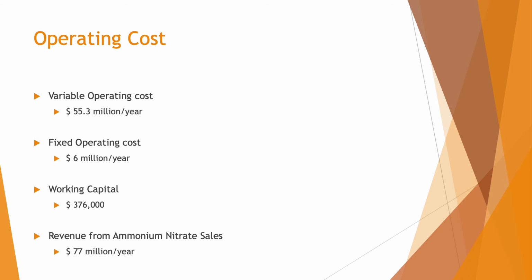The operating costs, on the other hand, are the annual costs required for the chemical plant to run. The total annual operating cost for the plant was calculated to be approximately $61 million per year, including fixed operating costs and variable operating costs. The working capital was estimated to be approximately $376,000. Revenues from the sales of ammonium nitrate prills was estimated to be $77 million per year.